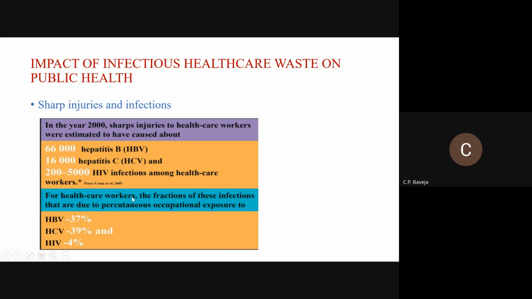And for healthcare workers, the fractions of these infections that are due to percutaneous occupational exposure, I mean they are getting it by needle, are: HBV 37%, HCV 39%, and HIV 4%.